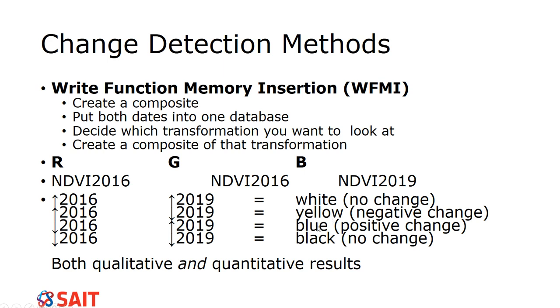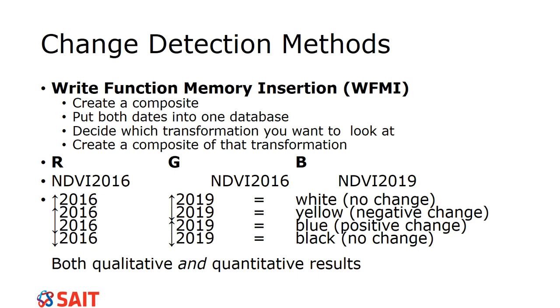If I see that everything is blue, then I can say that the health of the vegetation has gone up. With this one, I see both qualitative and quantitative results. The qualitative results within this are looking at the colors and saying, oh, this one went down and this area went up.